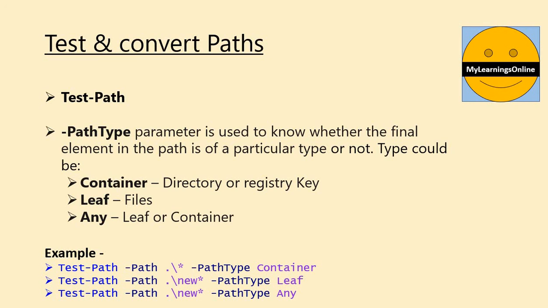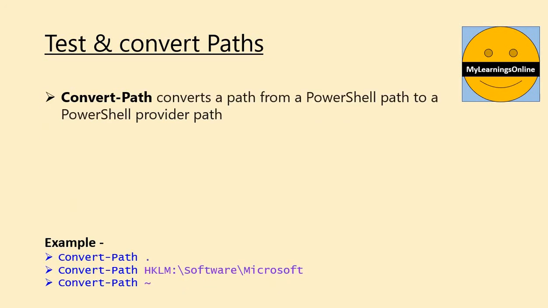In this example, in the first command, we are trying to check if the final component is a directory. In the second command, we are trying to check if the final component is a leaf or not. In the third command, we are trying to check if there is any final component, like leaf or container. The Convert-Path command is used to convert a PowerShell path into a PowerShell provider path. Seeing the example, you can easily understand the use of this command.